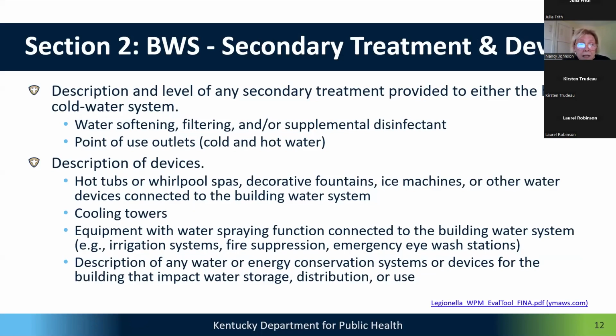Also, what are your devices? Do you have hot tubs? Do you have whirlpool spas? Do you still have a decorative fountain? Do you have ice machines? What else is connecting to the building water system? Do you have cooling towers or evaporative condensers, perhaps on the roof? Do you have equipment with water spraying functions? So do you have irrigation, fire, emergency eyewash systems? Do you have sprinklers outside? Is there any kind of conservation system that impacts it?